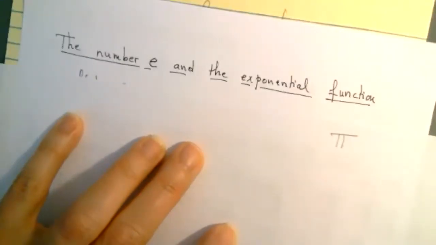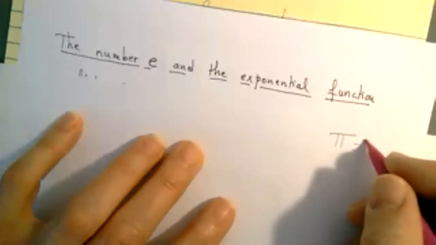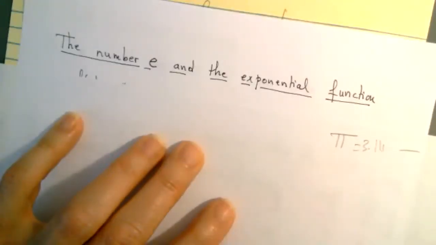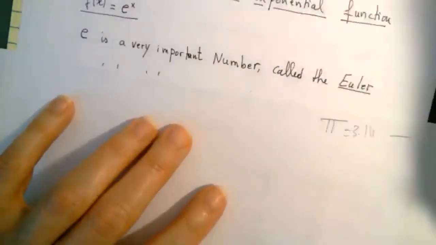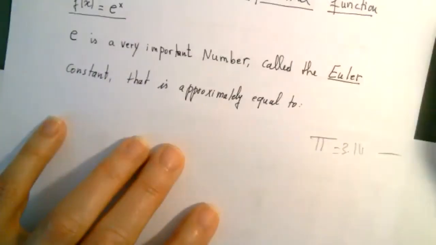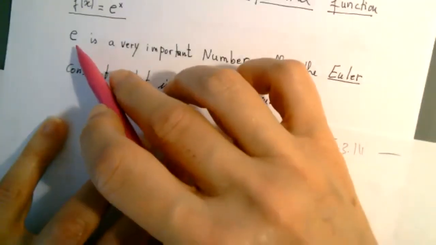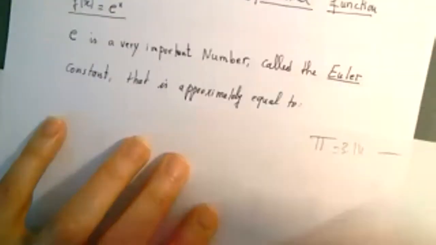And we know that pi is just a number. It's not a symbol, it's a symbol for the number 3.14, etc. There is another number in math, equally important, and it's the number e. And the number e, very important, has a name, it's called the Euler constant. Euler is basically one of the most famous mathematicians of all times, and the number e is in honor of his name.